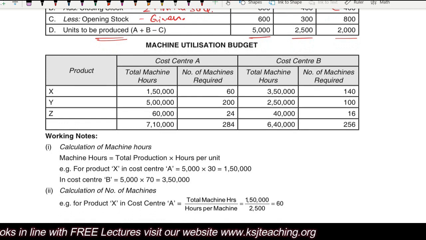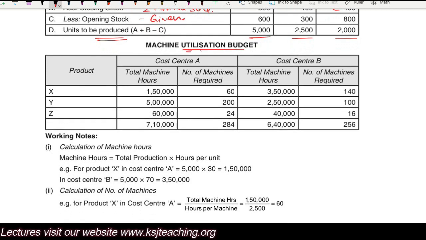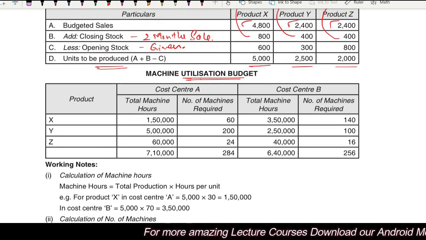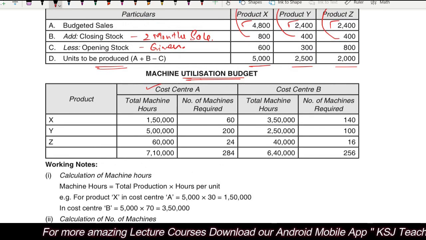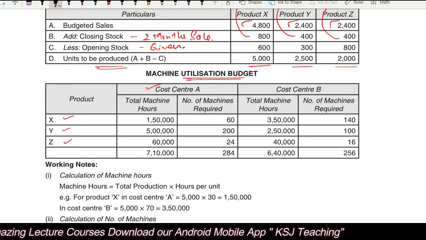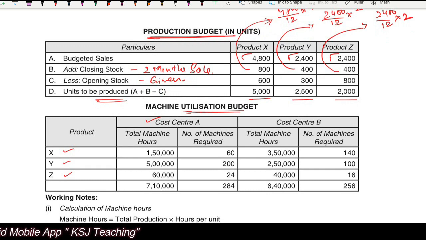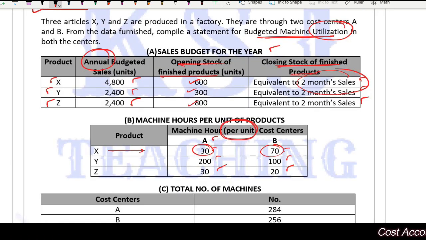Now we need to calculate the machine capacity utilization, right? What is the number of machines required for each product? How many machine hours are required? What is the capacity that we are going to utilize? First, we'll talk about the cost center A. 3 products, X, Y, Z, no issues. What is the total number of machine hours required? Now you say that you want to manufacture 5,000 units of X, right?